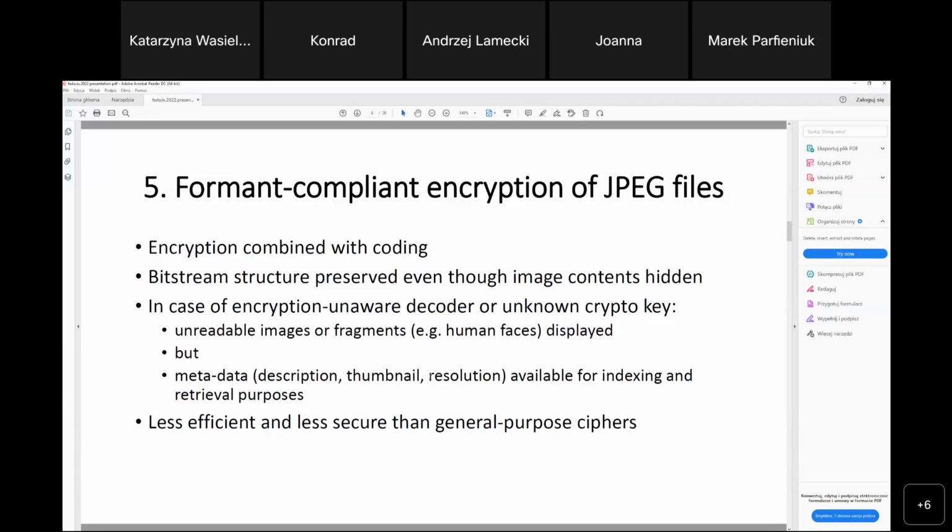So these algorithms allow for designing applications in which the user can browse among thumbnail images and only at the last stage of displaying the image is asked for providing a password to show the high quality image. Such algorithms are less efficient and less secure than general purpose ciphers, but as I said, found some practical applications.